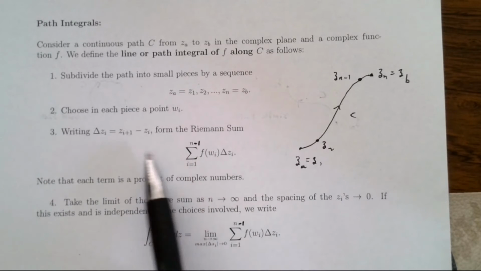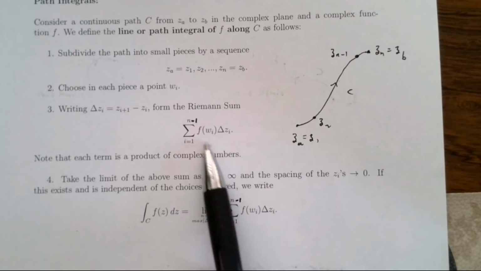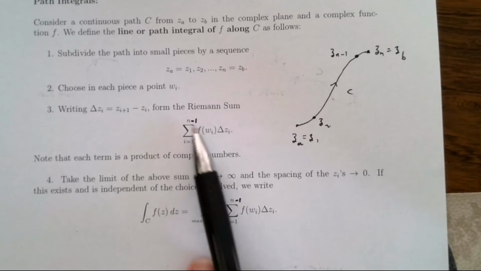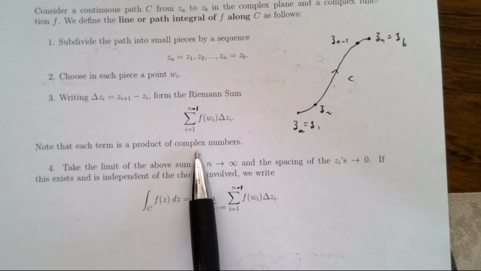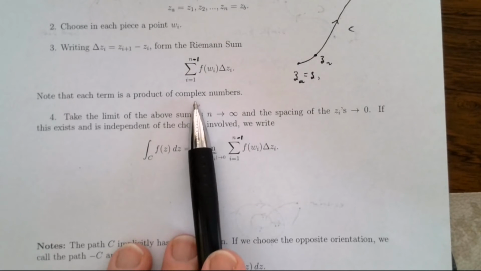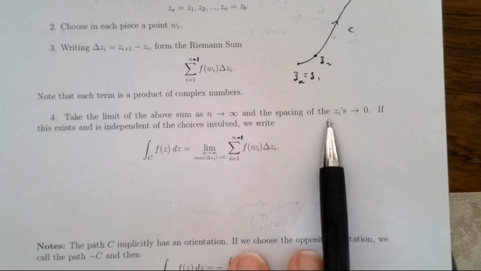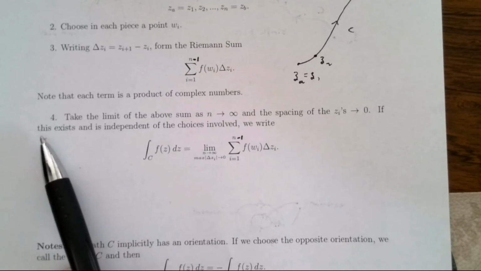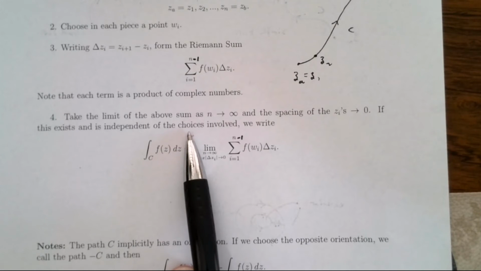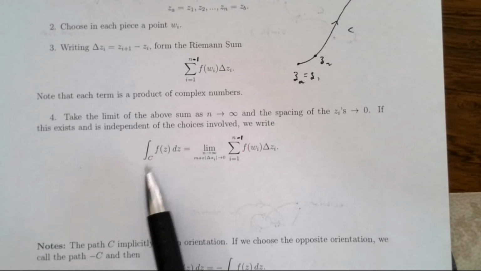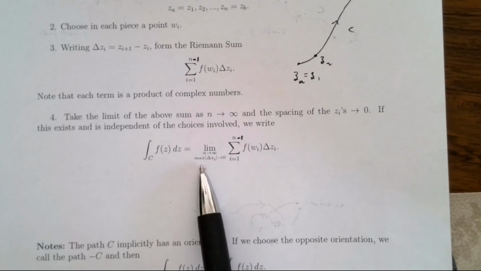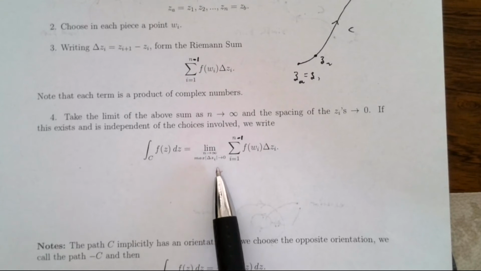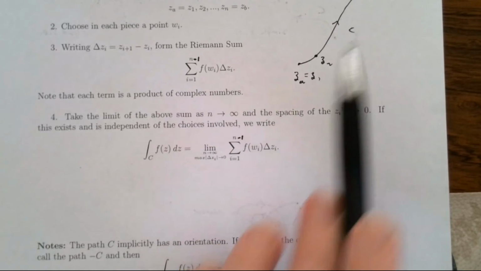And I'm going to form the Riemann sum, which simply says you work out f at each of these values Wi in each region, and you multiply by delta Zi, and you sum, say, from i equals 1 to n minus 1. And each of these, of course, is a product of complex numbers, each term. We then, of course, take the limit of the above sum as n goes to infinity, and we make the spacings go to 0. If this limit exists and is independent of the choices involved, then we write the line integral along C of f of z to be simply the limit of this Riemann sum as n goes to infinity, and as the size of these little line segments goes to 0.